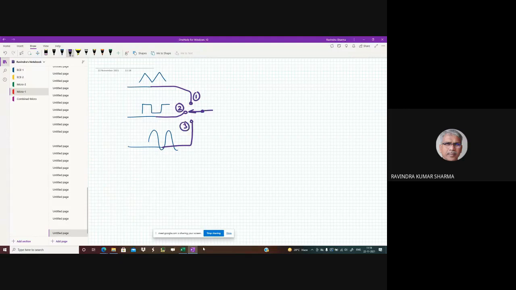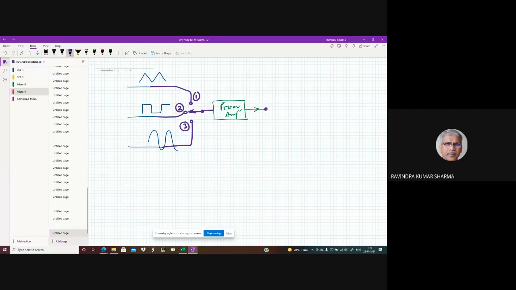Now this output is then connected to a power amplifier. And finally, this is where we give the output. This final output we give to the load.